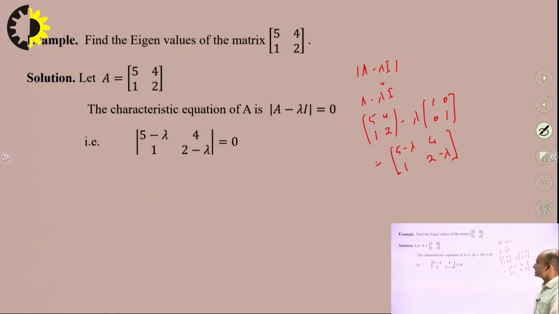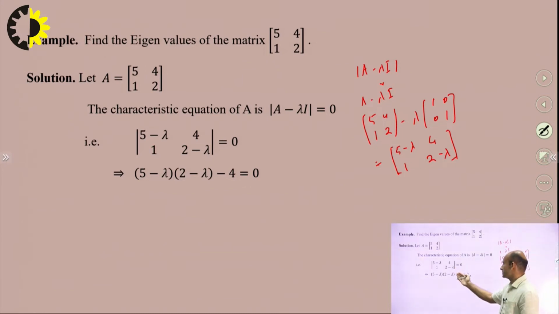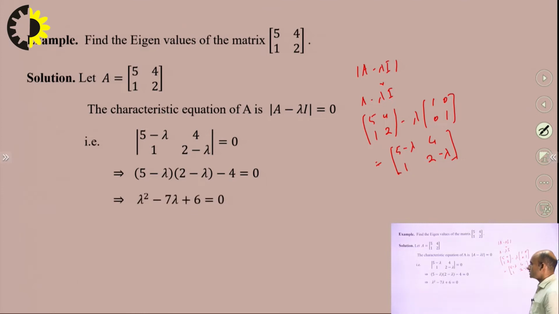If we have to find the characteristic equation, then we have to write the determinant of A minus lambda I equals 0. So we get this equation, the determinant of 5 minus lambda, 4, 1, and 2 minus lambda equals 0, and which will be (5 minus lambda)(2 minus lambda) minus 4 equals 0. And we get this equation, which is lambda squared minus 7 lambda plus 6 equals 0.